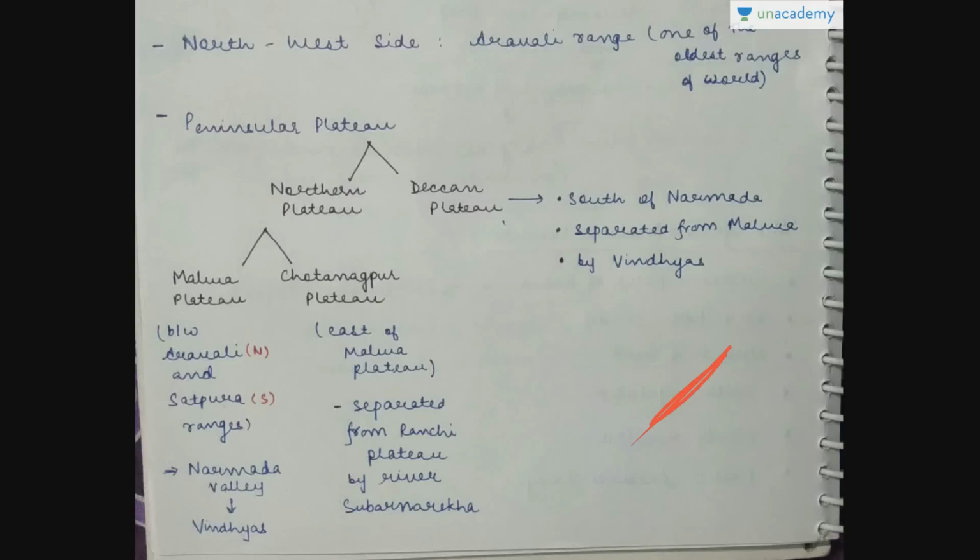Here the river Narmada also flows. That valley also has this range, the Vindhyas range, in this plateau region. Then we have the Chota Nagpur plateau, which is east of the Malwa plateau, somewhere here, in states like Jharkhand and Chhattisgarh. It is separated from the Ranchi plateau by the river Swarna Rekha. So the Malwa plateau is here, the Chota Nagpur plateau is here, and this was the whole of the northern plateau. Then we have the Deccan plateau, which is south of the Narmada. The Narmada river is here where there is the Vindhya range, and south of that is the Deccan plateau, which is separated from the Malwa plateau by the Vindhyas.